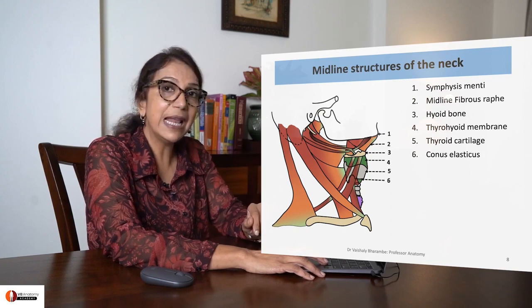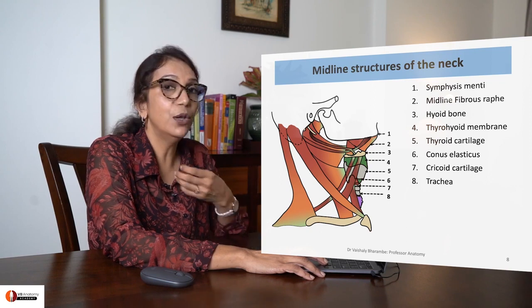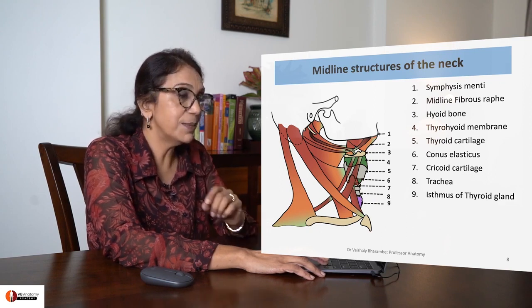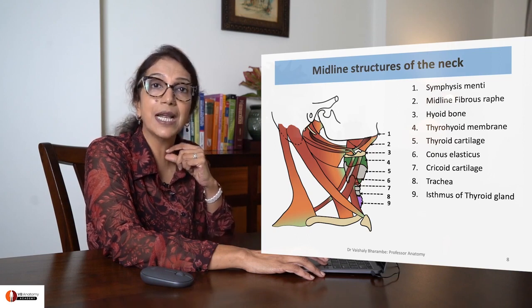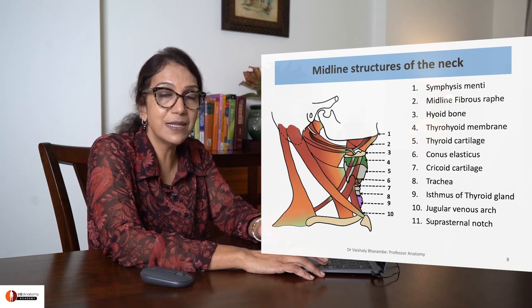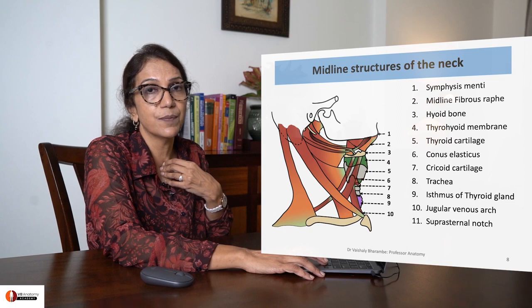Go down, conus elasticus to the cricoid cartilage. Below that now a lot of tracheal rings. I'm sure you can feel your tracheal rings crossed by the isthmus of thyroid gland. As you continue down, you cannot feel the jugular venous arch, but it's there. And finally, the suprasternal notch.